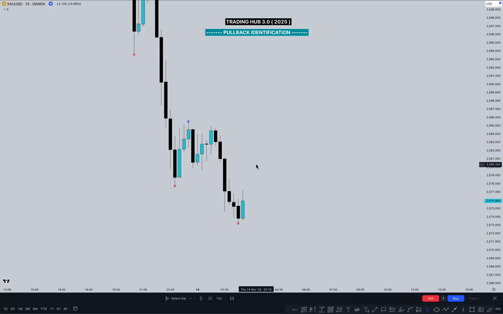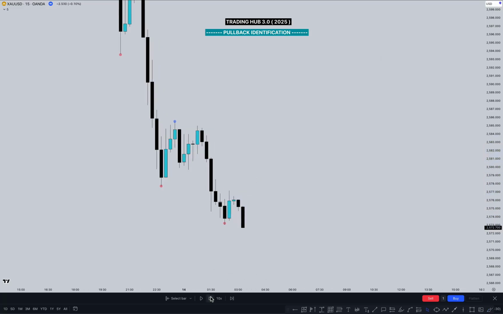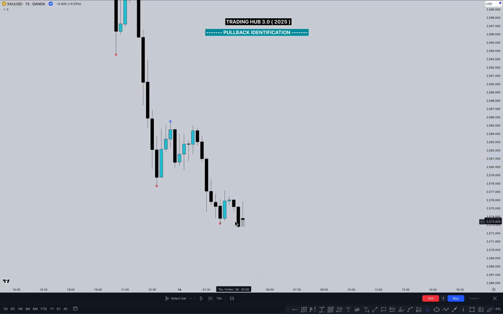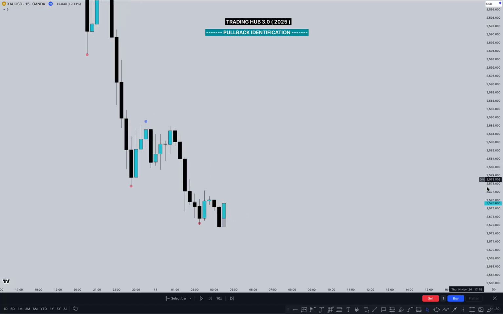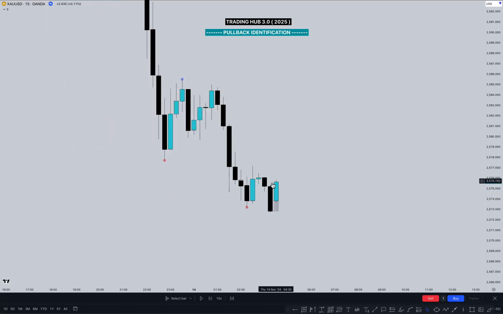Let's see what happened next after this one. The market tries to push downside and again breaks this one, and at this point we can see one more thing: the previous candle high is again broken here. When the market breaks the previous candle high, we can confirm this is the next pullback confirmed here.